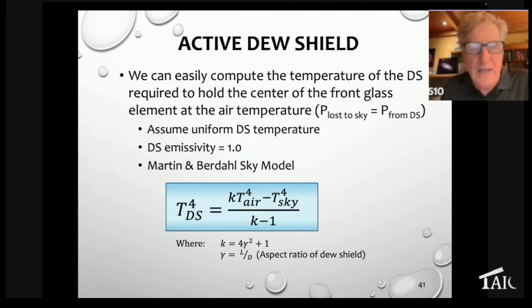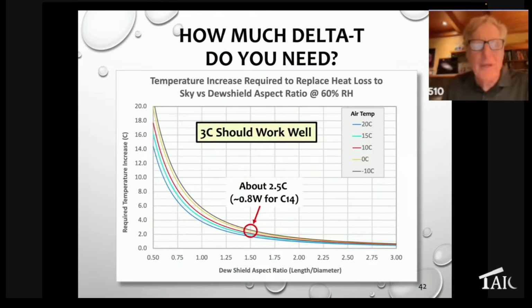And there's some kind of funny constants in there, which you can track through. And if we plot that, we can see how much temperature change we need to perfectly replace the amount of power lost to the sky. And it turns out to be about 2.5 degrees C for a C14. That's only 0.8 watts for a C14. And look at that. For various air temperatures from -10 to 20 degrees C, the data is pretty well clustered together for a dew shield aspect ratio of 1.5.